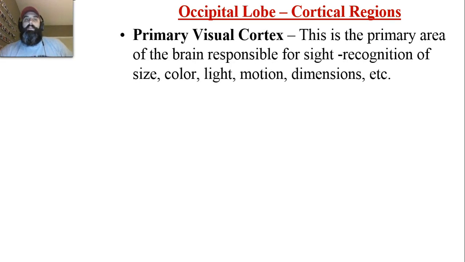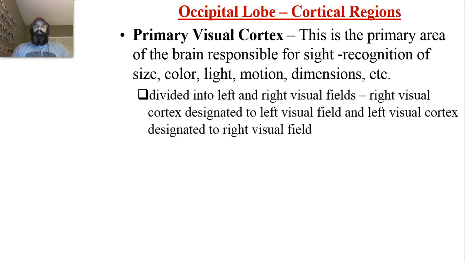The first one we're going to talk about is called the primary visual cortex. This is the main area that's responsible for sight itself. It's where the action potentials that are generated and travel down the optic nerves carry the signal for size, color, light, motion, and dimensions of whatever the eyes are picking up. So it's the actual place where all of that information is routed directly to.